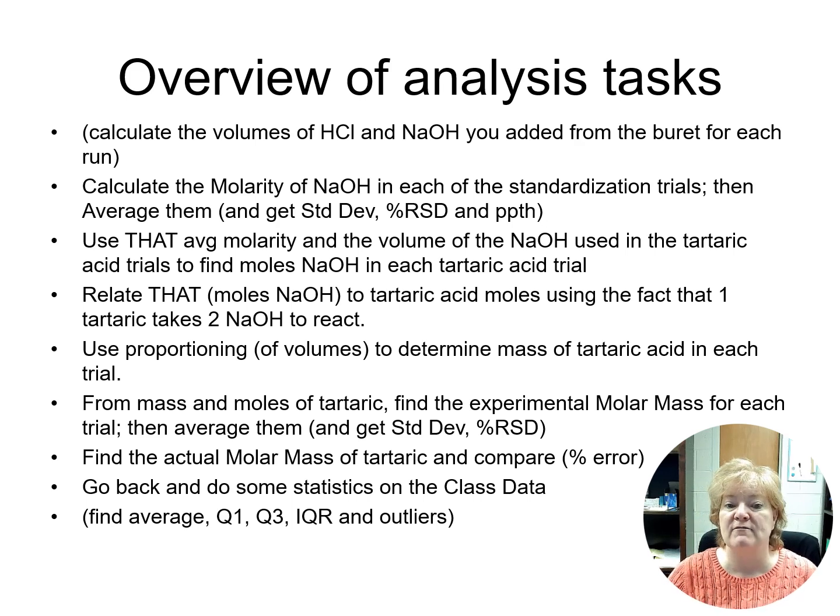In part A, we had volume of HCl and volume of NaOH for each of those trials. In part B, we only had a volume of NaOH for each of the trials, because for the other part, the tartaric acid, we don't really have a volume, we have a mass that we weighed out. All right, so calculate those volumes from your burette readings.